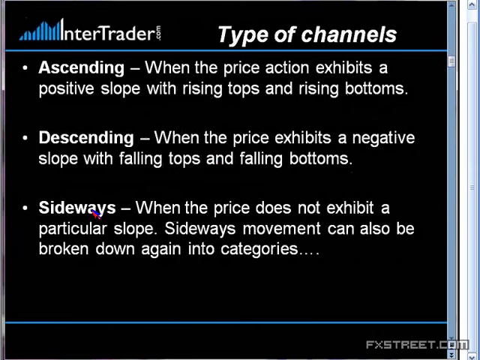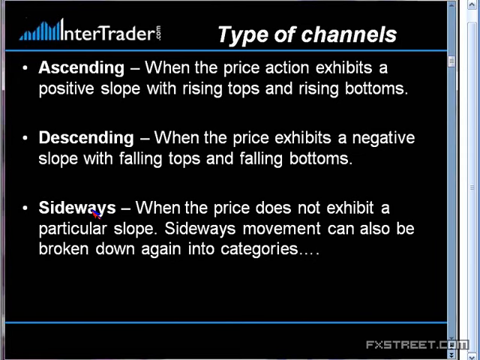So we have three main types of channels. We have our ascending, which is when the price action exhibits a positive slope with rising tops and rising bottoms. Again, that's a bullish movement, when there are more buyers in the market than there are sellers. Then we have our descending, which is when the price exhibits a negative slope. That's a bearish movement. Again, with the moves we're seeing in the stocks at the minute, the stocks are moving lower, so that's a bearish movement.